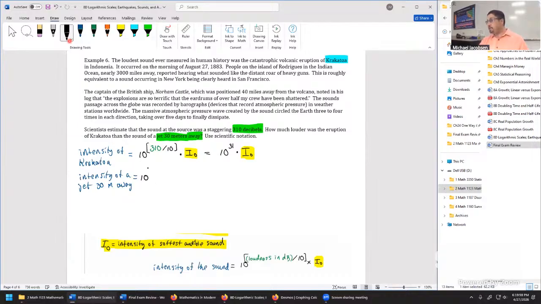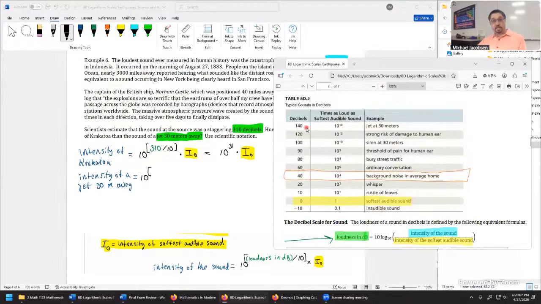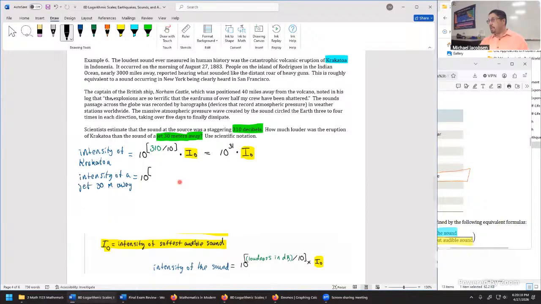This is going to be 10 to the power of. Then let's cite that table. I've already forgotten. That one is, in terms of decibels, 140 decibels altogether. So take 140, divide that by 10. Let me fix the bracket first. Multiply by I naught. This division goes nicely. This is just 10 to the power 14 now, times I naught.